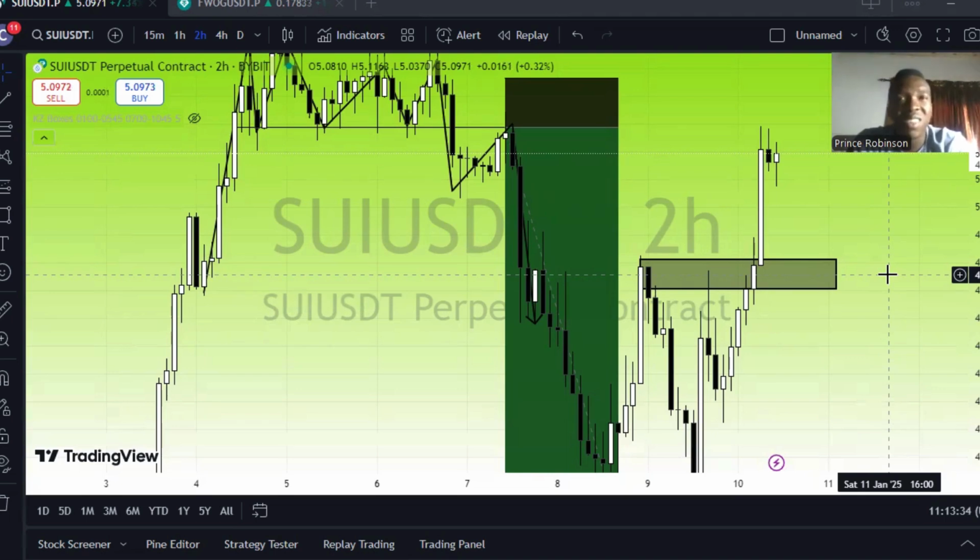I hardly even see engulfing chart patterns on my points of interest. It's always bearish hammer, bullish hammer, pin bars. These are the ones I see often.